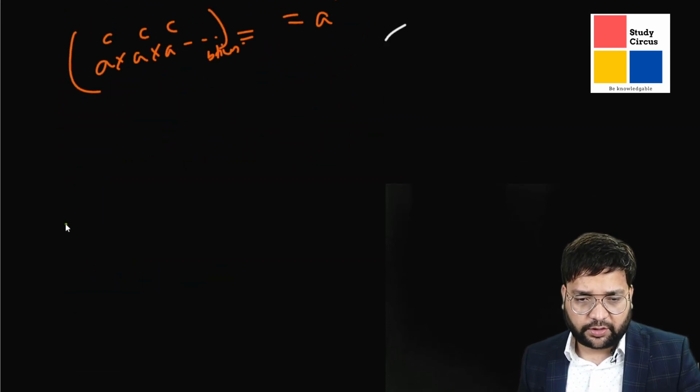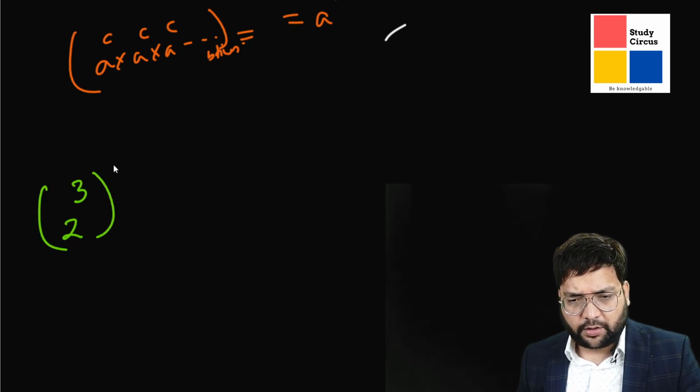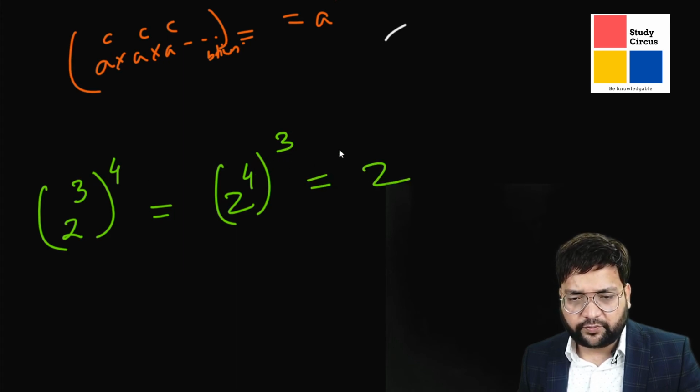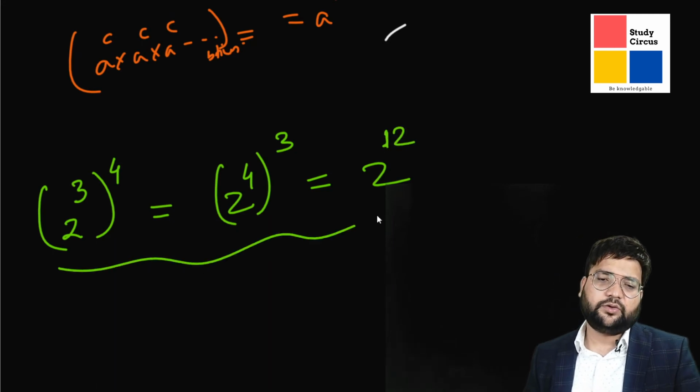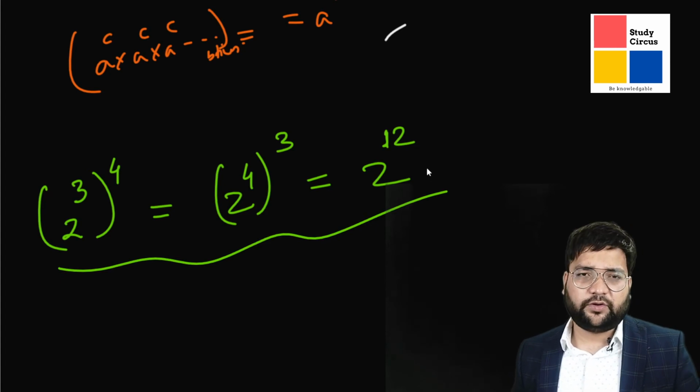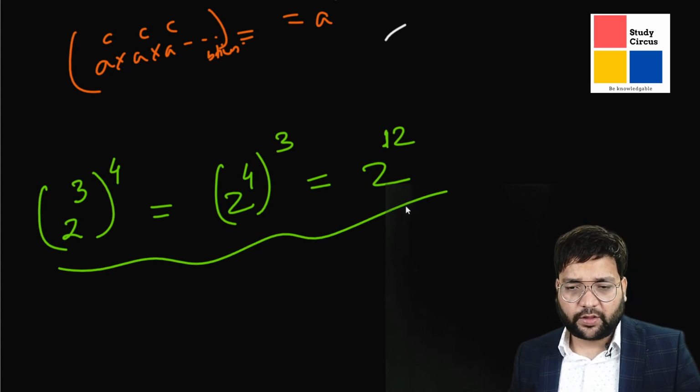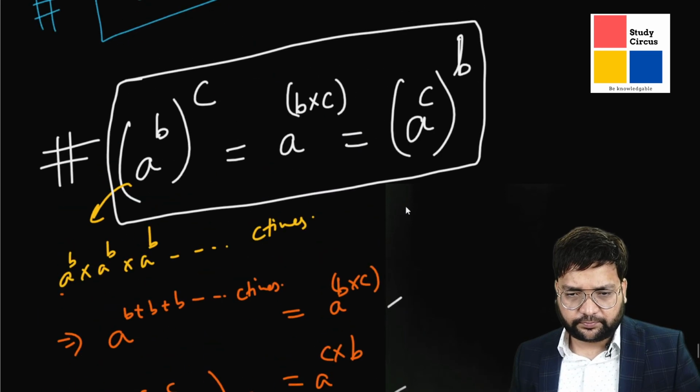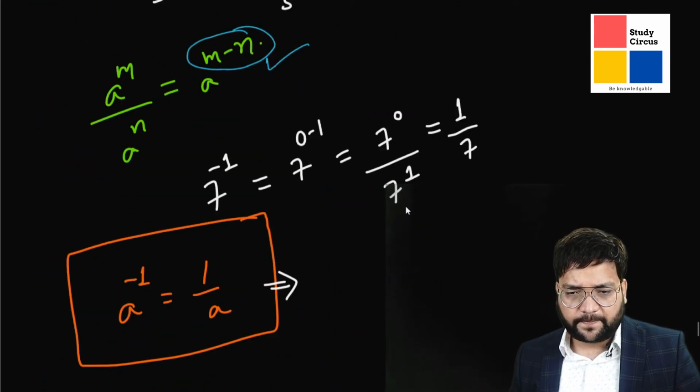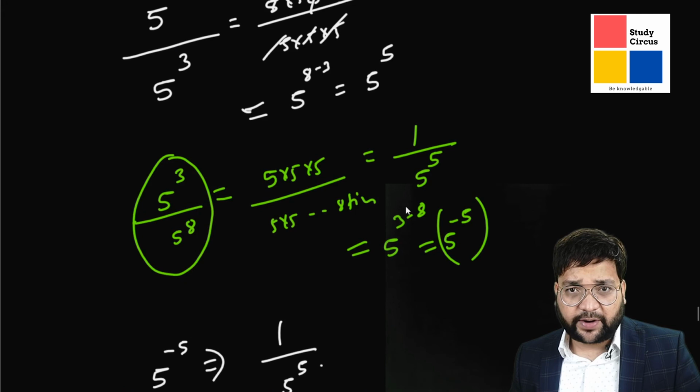For example, 2 to the power 3 whole to the power 4 is equal to 2 to the power 4 whole raised to the power 3, which is 2 to the power 3 into 4, 3 into 4 is 12, so 2 to the power 12. This is an example of the same thing. These things need practicing, of course.